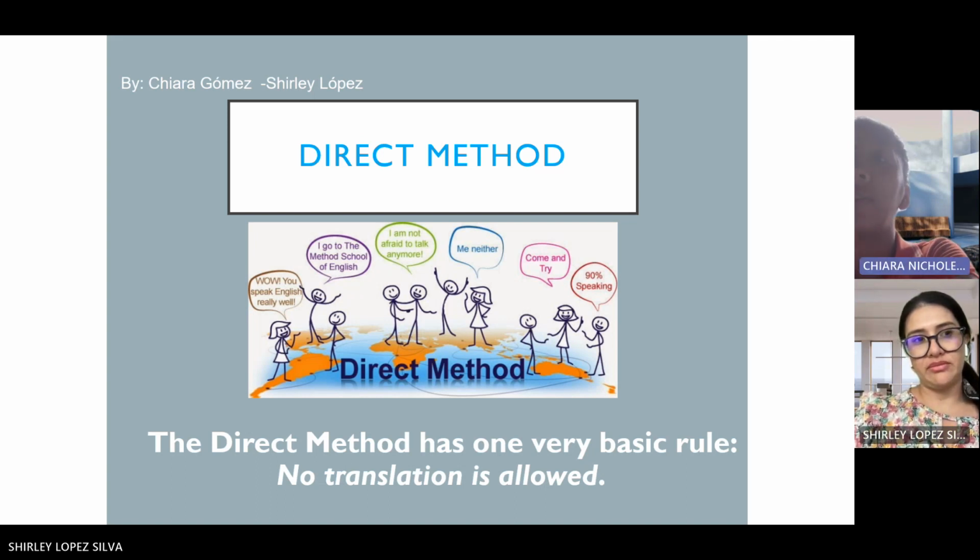The direct method, also known as the Berlin method, received its name from the fact that meaning is to be connected directly with the target language without going through the process of translating into students' native language. It's a revolution to the grammar translation method. One of the revolutionists was Francis Kenyon.